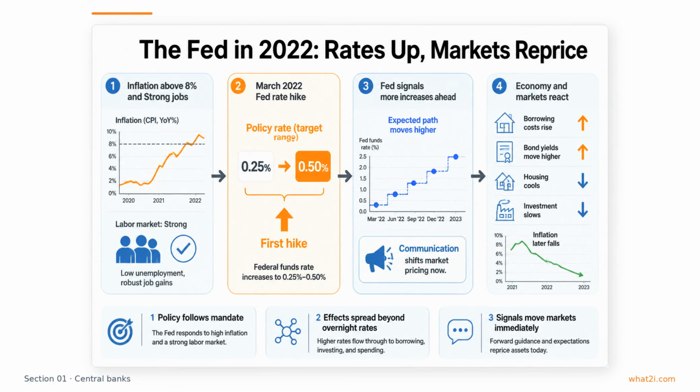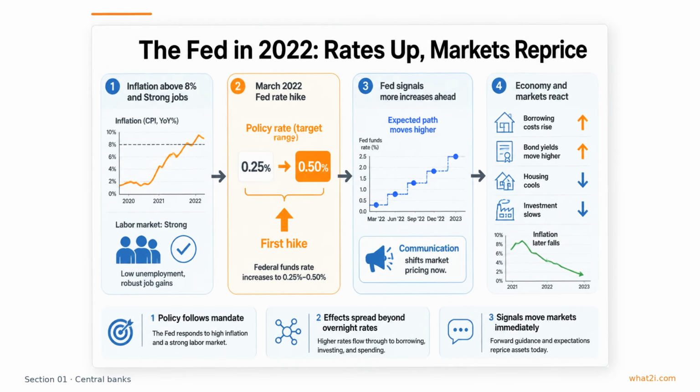The Federal Reserve in 2022 offers a clear example of how all of this works in practice. U.S. inflation had moved above 8%, while the labor market remained strong. So the Fed began tightening policy in March by lifting rates from 0.25% to 0.50%. Just as important, it signaled that more increases were likely. Markets responded not only to that first step, but to the expected path of many future hikes.